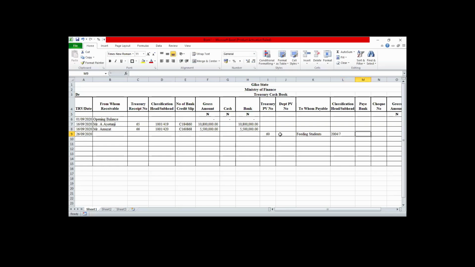What is the payee bank they pay to? Which bank? CBN. What is the check number? A/B 846264. A/B what? 846264. Is it correct? Yes, sir.